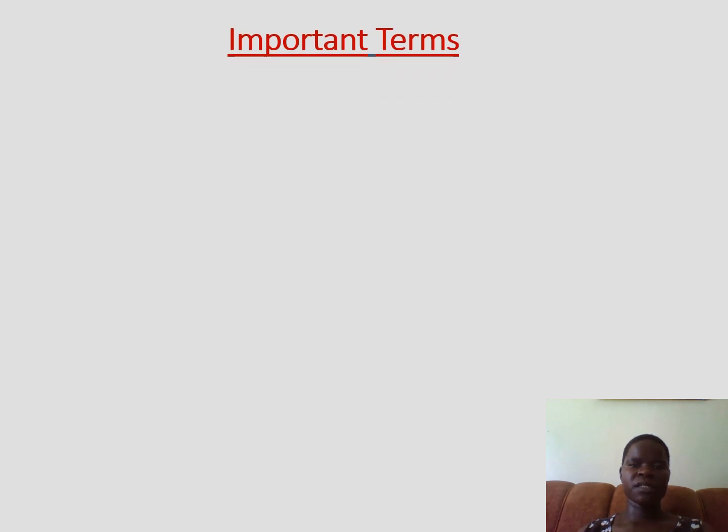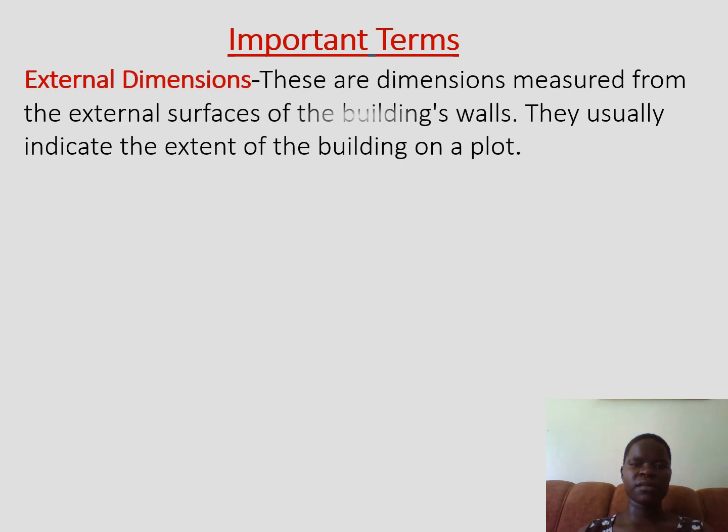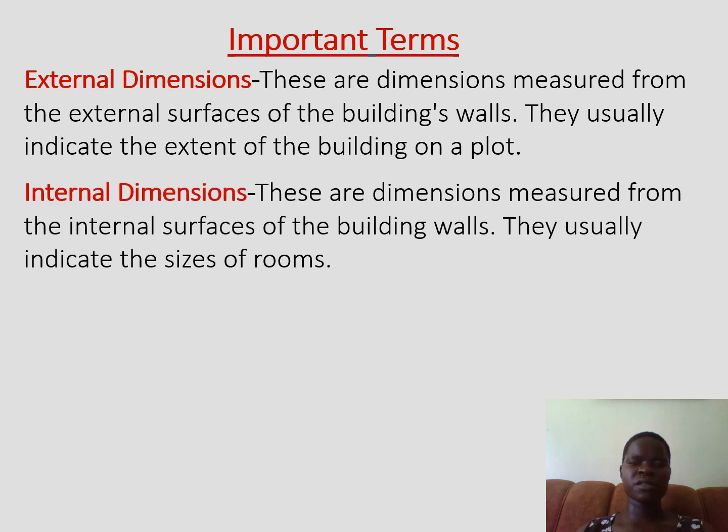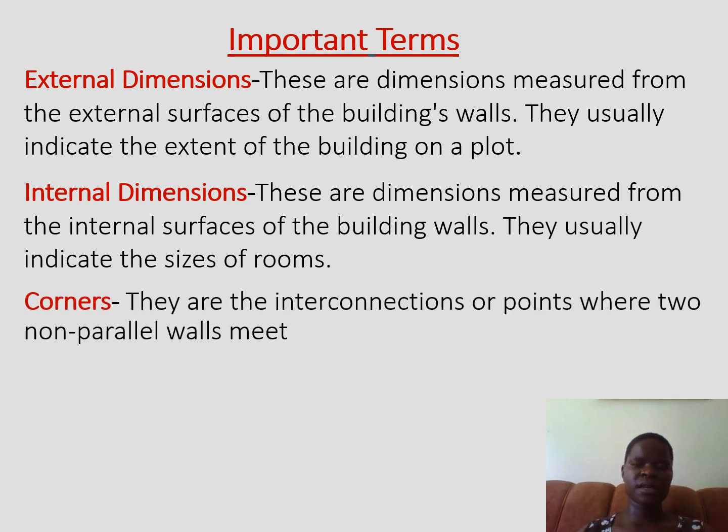We have important terms that we need to look at. The first one, we have external dimensions, and these are dimensions taken from the external surfaces of the building's walls. We have internal dimensions. These are taken from the internal surfaces of the building walls. We have corners. These are interconnections or points where two non-parallel walls meet.